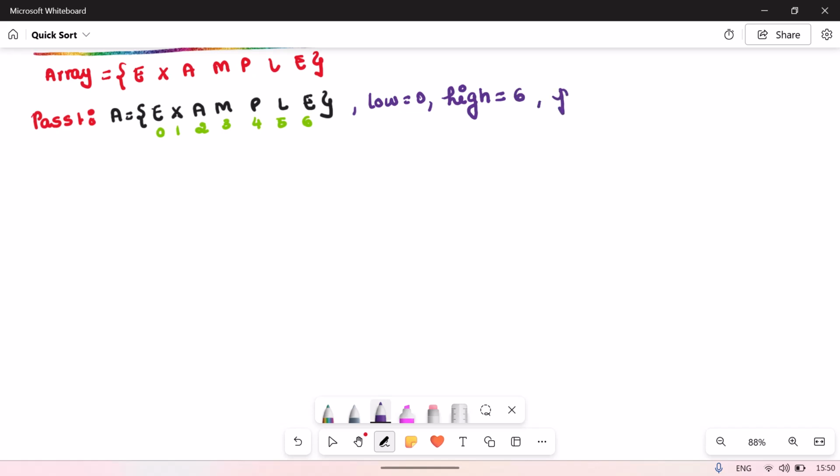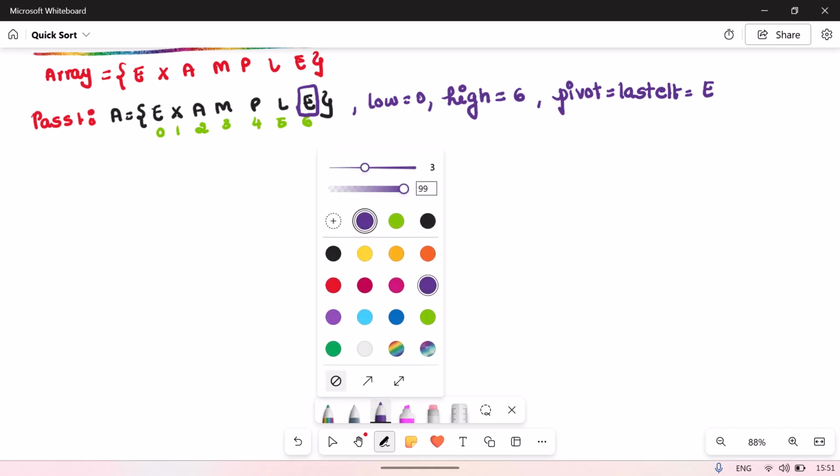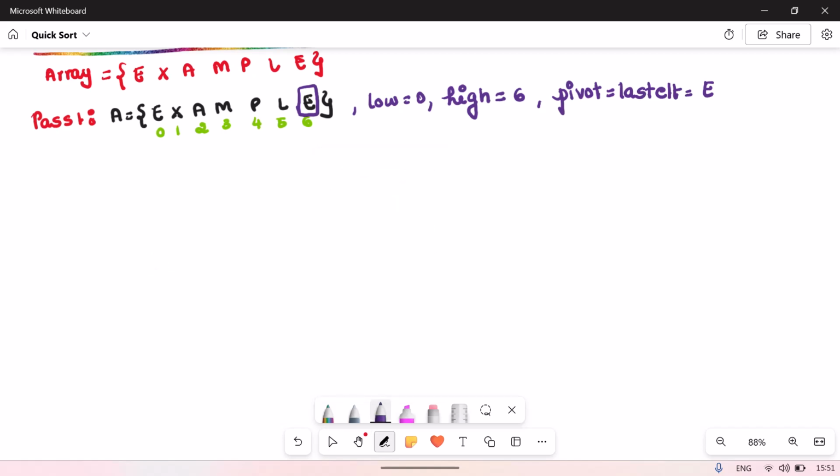And we have one element called the pivot. The pivot will tell you where the partition should happen. It will be the element, and based on that, we do the partition. Initially, when you don't know what it is, it will always be the last element. So in this case, the last element is E. Now, let us start the calculation.